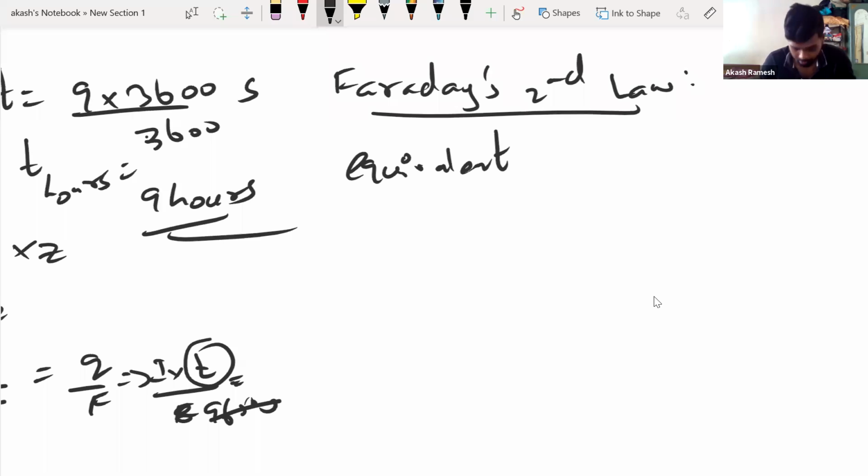I'll repeat the statement, people. For the same quantity of electricity passed through two different electrolytes, the mass of substance deposited at both the electrodes, that is for electrolyte 1 and for electrolyte 2, is directly proportional to their equivalent masses. It's directly proportional to their equivalent masses.